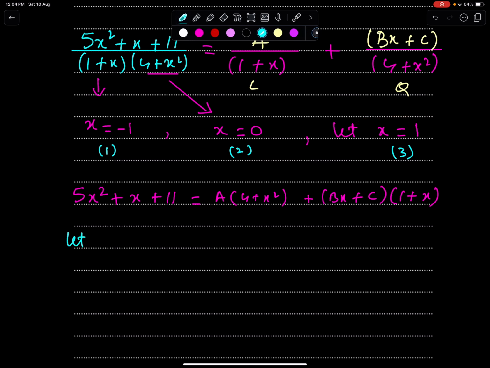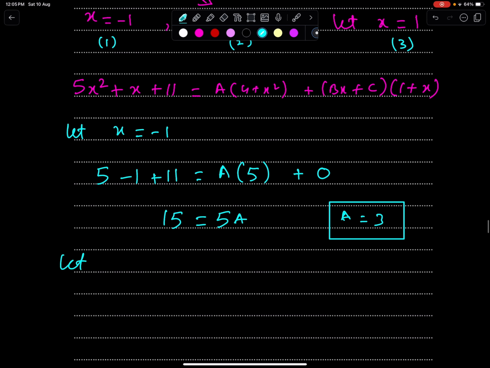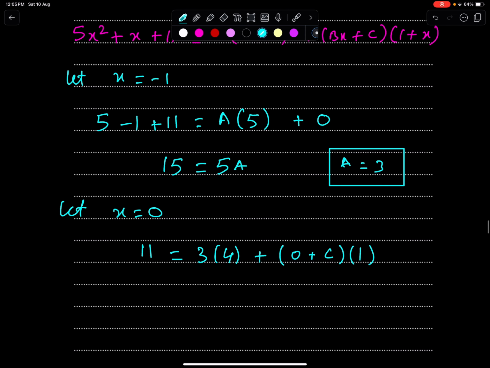Now let x be -1. So we have 5(-1)^2 + (-1) + 11 and 5 times A, because when we substitute -1 here, this will become 0. So we have, I guess, 15 on left side and 5A on right side, therefore A is 3. Now substitute x = 0. So we have 11 on left side, because this and this will become 0, and 3 times 4, 0 + C and 1. So 11 = 12 - C, so C is -1.